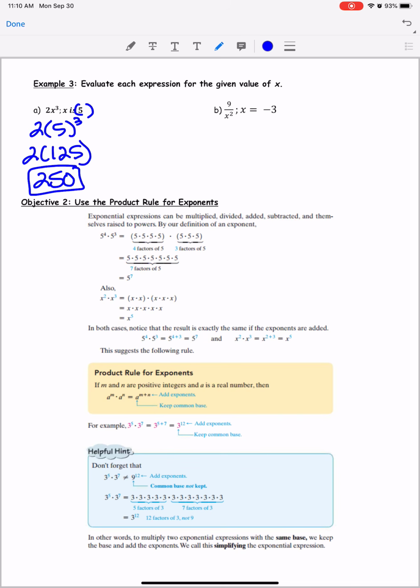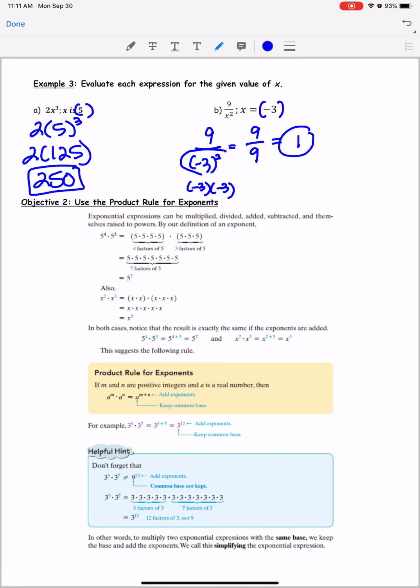And you could really put all of that in your calculator all at once. B, this is where those parentheses really help and make a difference. We've got to put this in parentheses here. So we've got 9 over negative 3 squared. So 9 over negative 3 times negative 3 means we get a positive 9 here. 9 divided by 9 is 1.